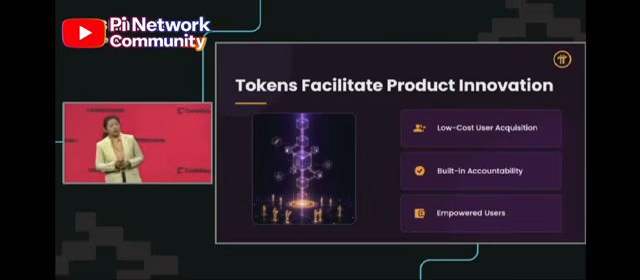Pi ecosystem tokens are not just about copying existing token models. We actually, deliberately, avoid copying from existing models because we see many of the problems of Web3 these days actually stem from the traditional models.